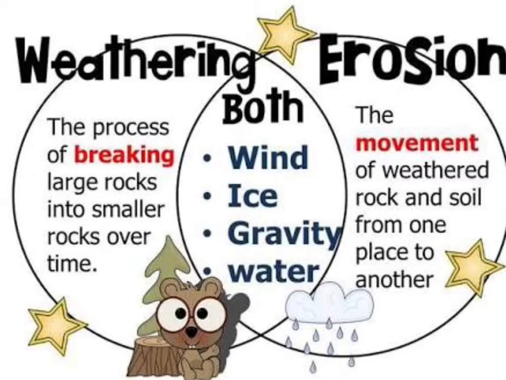So although weathering and erosion are actually different processes, they can still both occur due to the same factors. So they can both occur due to water, gravity, ice, or wind.